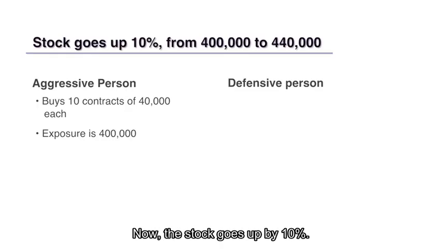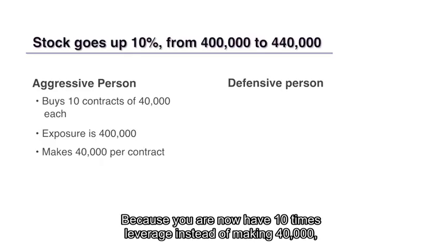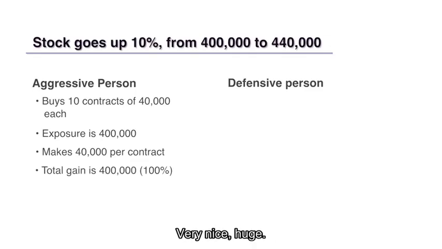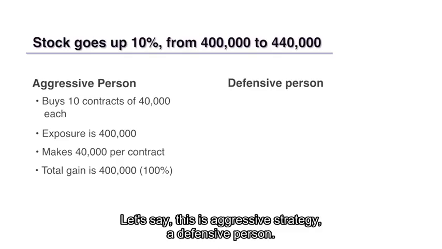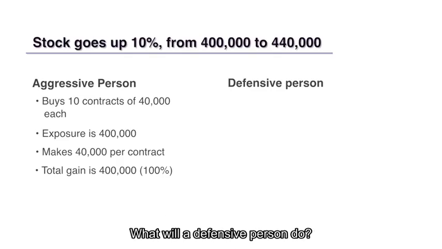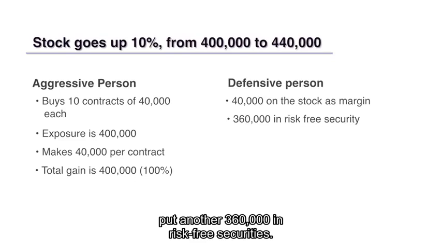Now if the stock goes up by 10%, so from 400,000, the contract value becomes 440,000. Because you now have 10 times leverage, instead of making 40,000, you will make 400,000. Very nice, huge, right? So that's on the positive side. Our defensive person, let's say this is an aggressive strategy. What will the defensive person do? Will put 40,000 in the stock as margin and put another 360,000 in risk-free securities.